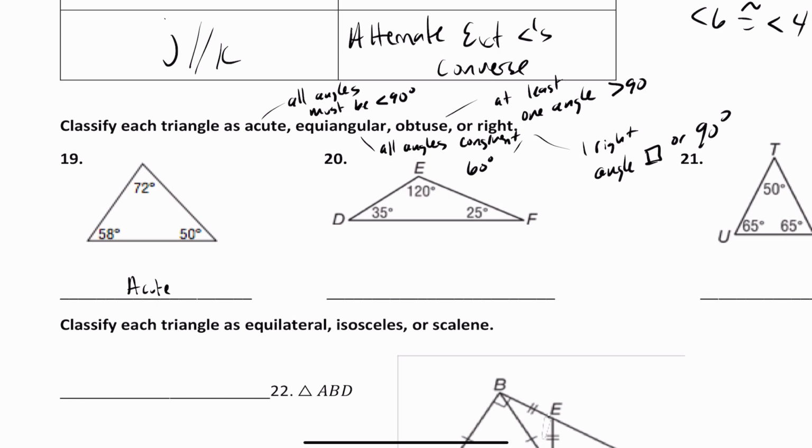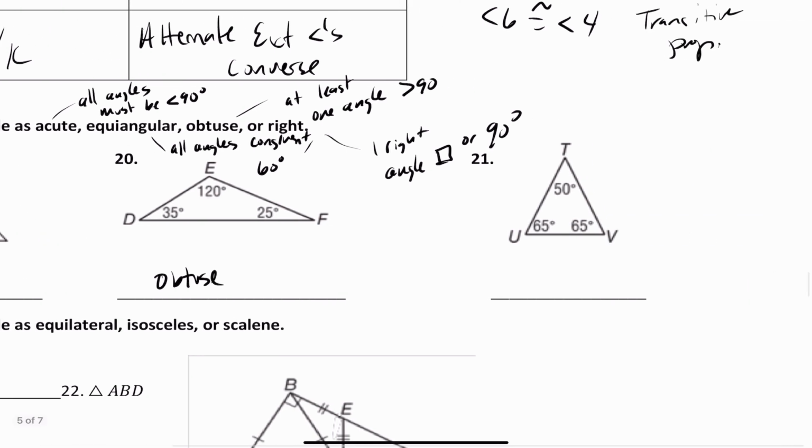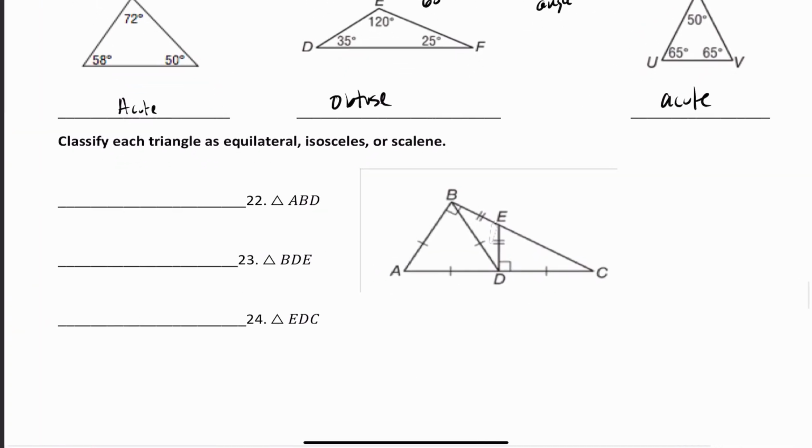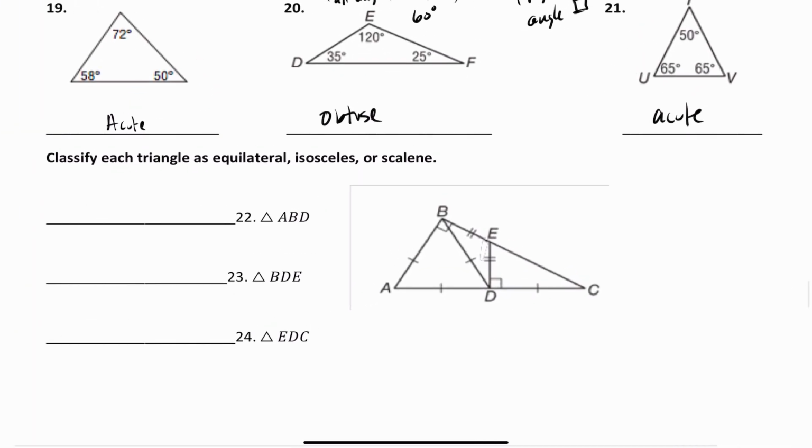Number 20: 35, 120, and 25. Okay, so I have two acute angles over here, but definitely one angle that is greater than 90, right? So this has to be obtuse. And over here, you got 50, 65, 65. 65 is less than 90, 50 is less than 90, and 65 over here is less than 90, so that is acute. Okay, so this is an acute triangle. All right, now I got 19, 20, and 21 down.